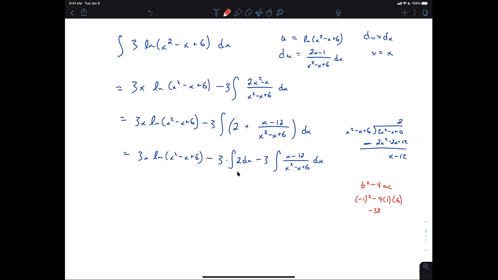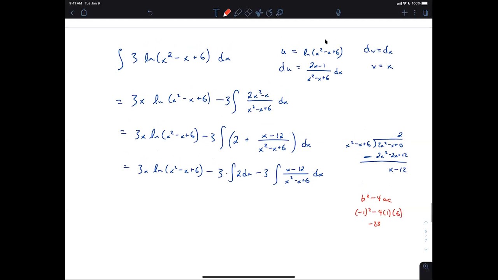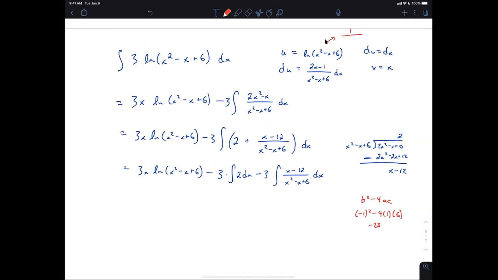This part's 6x, and then this part is another 15-minute problem. Okay, how did I get du? Du is 1. So the intermediate step is 1 over x squared minus x plus 6, but then times 2x minus 1 because of the chain rule. Does that make sense? I just went ahead and put it on top. Sorry. That's a rough problem.